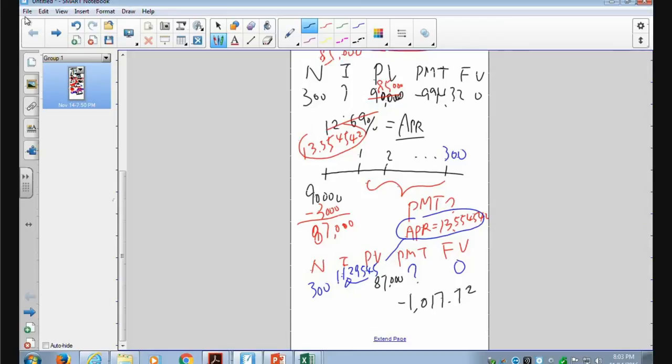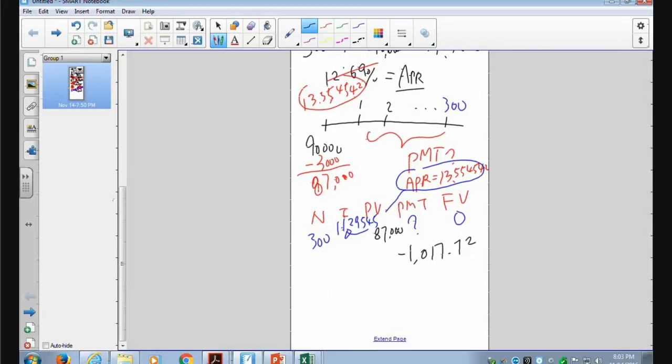So now that's step 2, right? The third step we need to find out: if you borrow $90,000 from Wells Fargo, every month you pay $1,017.72. You borrow $90,000 from Wells Fargo, every month you pay this amount. How much interest should they charge?